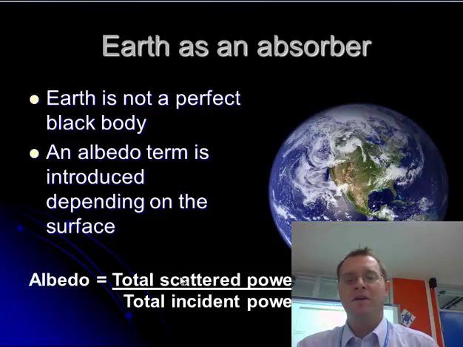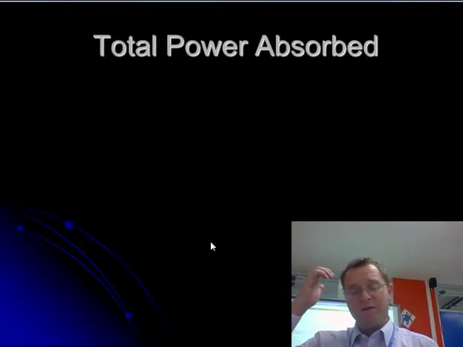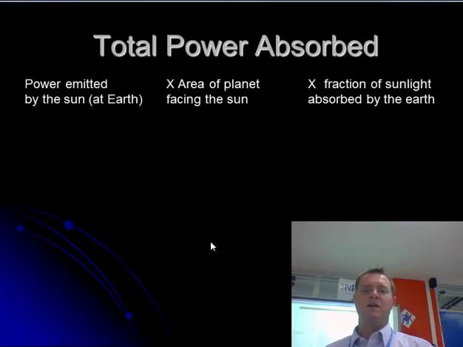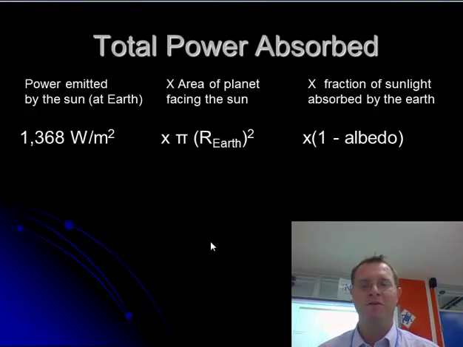Therefore, if we want to think about the amount of power absorbed, we do 1 minus the albedo term, which tells us how much energy is actually absorbed by planet Earth. So total power absorbed, if I take this into consideration, is the power emitted by the sun, which the last session gave me a value of 1,368, the area of planet Earth facing the sun, pi r squared, multiplied by a fraction of the sunlight actually absorbed by Earth, taking on board that albedo effect.